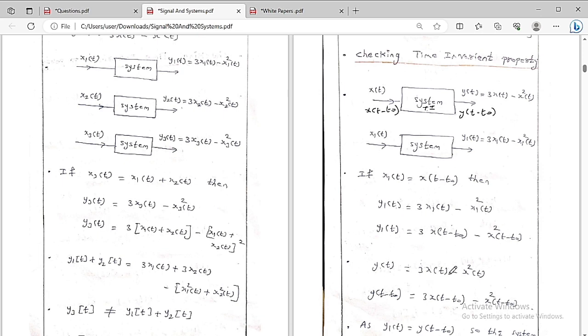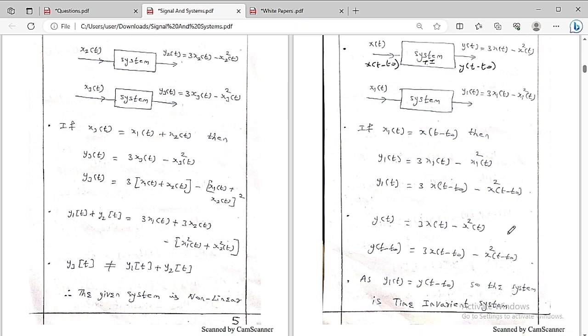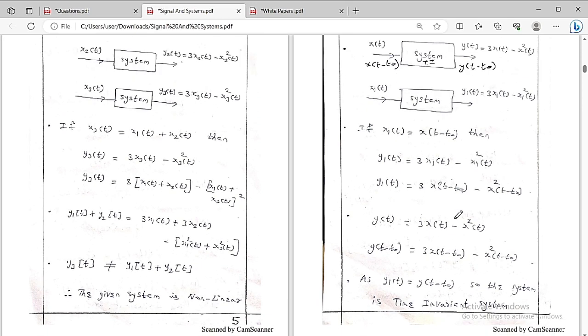y of t is equal to 3 into x of t minus x of t whole square. So y of t minus t naught means wherever t is there, replace it with t minus t naught. Therefore we get 3 into x of t minus t naught minus x of t minus t naught whole square. If we compare these two things, both are the same, right? Therefore y1 of t is equal to y of t minus t naught, so the given system is a time invariant system. Means if the input is delayed by some amount of time, the output is also delayed by the same amount of time.